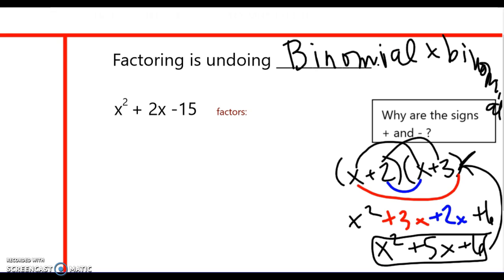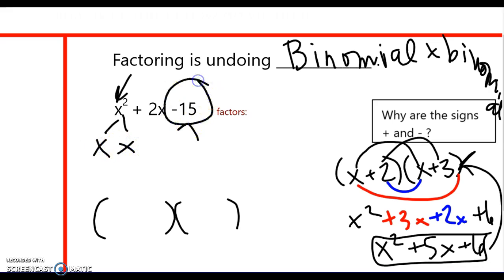And so really what I want to do is each time I'm going to pull this trinomial part, and my ultimate goal is to get back to this place. So each time I'm going to look at the front term and say, what is that? x squared. Well, what times what gives me x squared? It's going to be x and x.